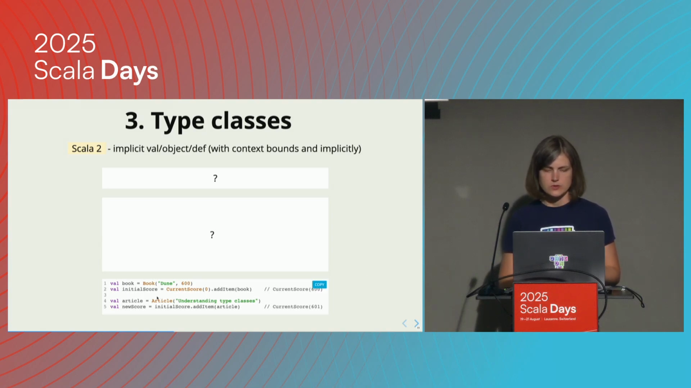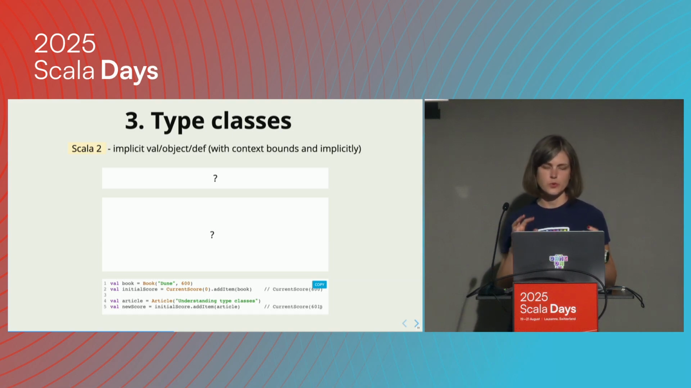So for that, we would like to have code like that. We have the book type, where when we count the current score and add a book, then the current score grows to 600 in this case. And we have the article type. And again, we would like to add an article to our score and have it increased by 1.